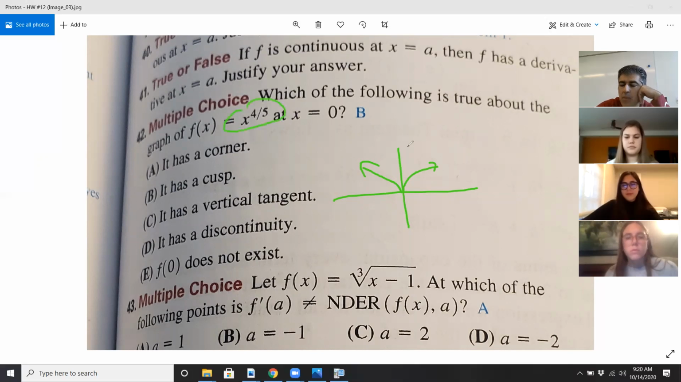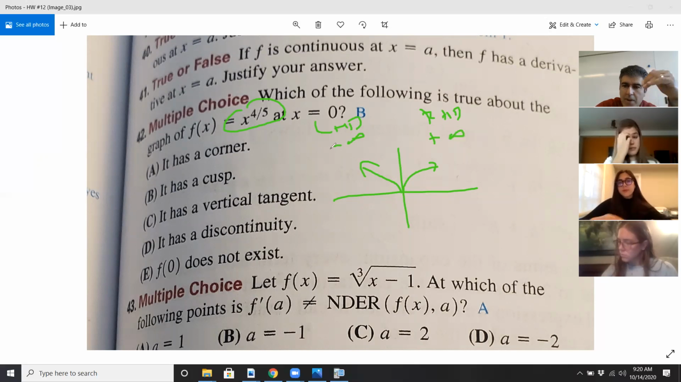But remember, the whole point of a cusp is that the left-hand derivative is going to be infinite in nature, as well as the right-hand derivative. However, they're going to be opposite in sign. In this case, you get that. And you can see as you get closer to 0 on either side, it's going towards negative or positive infinity.